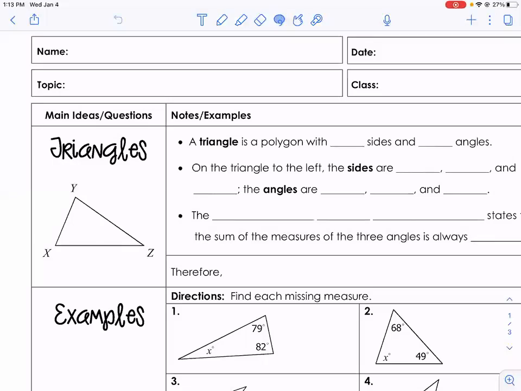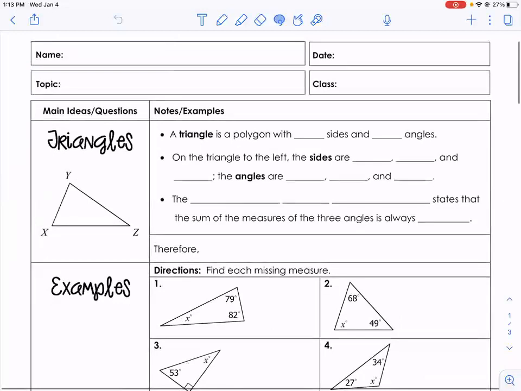All right, here we go. On page 1. A triangle is a polygon with 3 sides and 3 angles. Crazy.